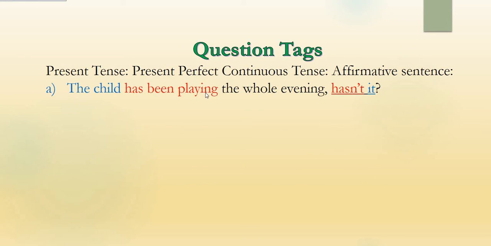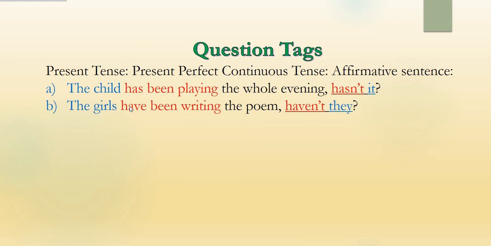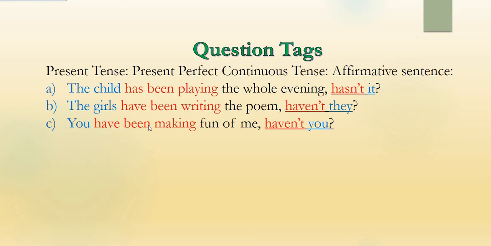Present perfect continuous tense. The child has been playing the whole evening. Hasn't it. Here I am using it because I am not sure about the gender of the child. If you are sure about the gender of the child, then you can say hasn't she or hasn't he. The girls have been writing the poem, haven't they? You have been making fun of me, haven't you?